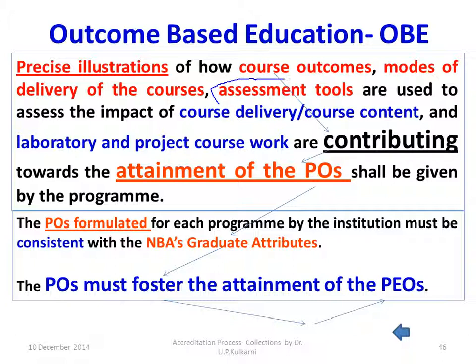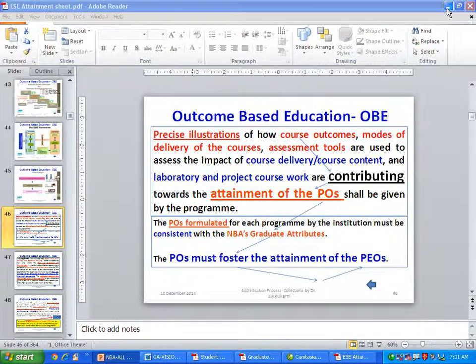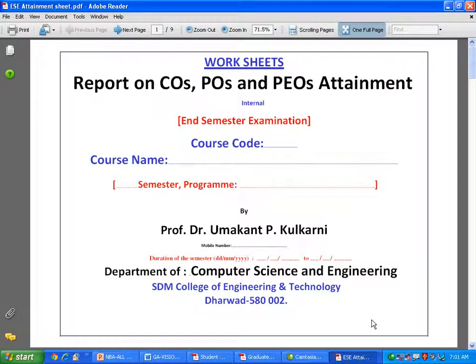Assessment tool, this is most important. We need to develop a tool. Assessment tools are used to assess the impact of the course delivery, course content, and laboratory and project coursework contributing towards the attainment of the POs. This is the focus point of outcome-based education and the National Board of Accreditation's accreditation process. All these details are there in my earlier presentation. With this short summary, now we will go back to the actual tools that have been developed.